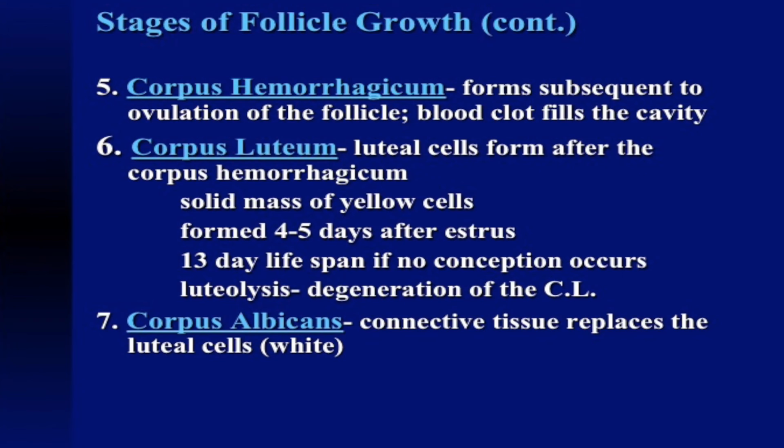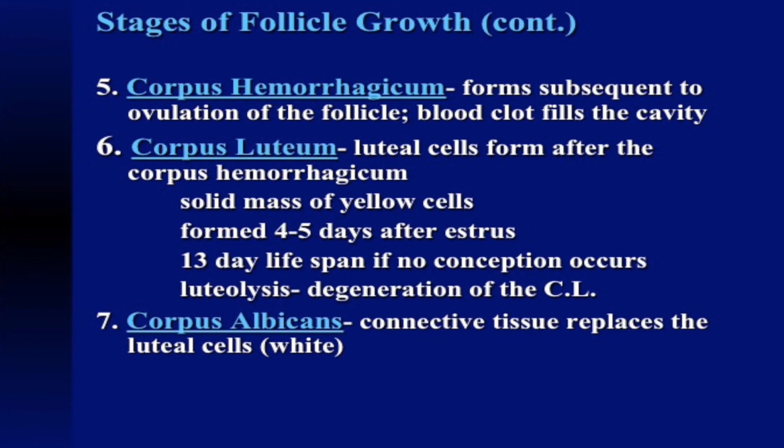It's formed about 4 to 5 days after the estrus. It's got a 13-day lifespan if no conception occurs. If conception occurs, then it's maintained throughout the pregnancy. If it does not occur, we get luteolysis, which is the degeneration of the corpus luteum. And we'll talk about that in further detail when we get into artificial insemination and managing the estrus cycle.